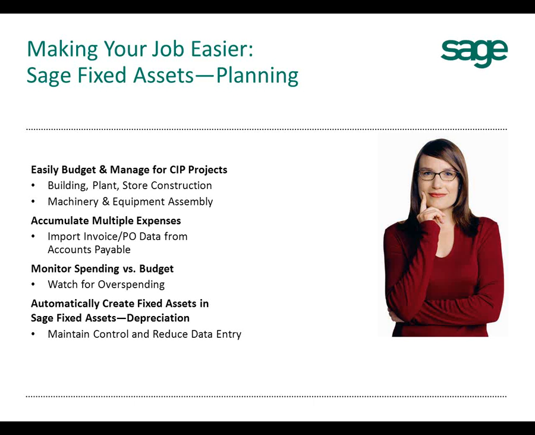It also is the first stage to where assets are not actually considered assets before they're actually considered line items. So the planning module allows you to go ahead and track line items, and we'll roll these line items over to the depreciation module once the project is complete. So it does allow you to easily budget and manage for the projects that you're working on. You can accumulate multiple expenses from the invoices and the POs that you have. Again, being able to watch over the spending for what's going over or under. And then once the project is complete, rolling it over to depreciation so that way you can go ahead and start depreciation and maintain control of that data.